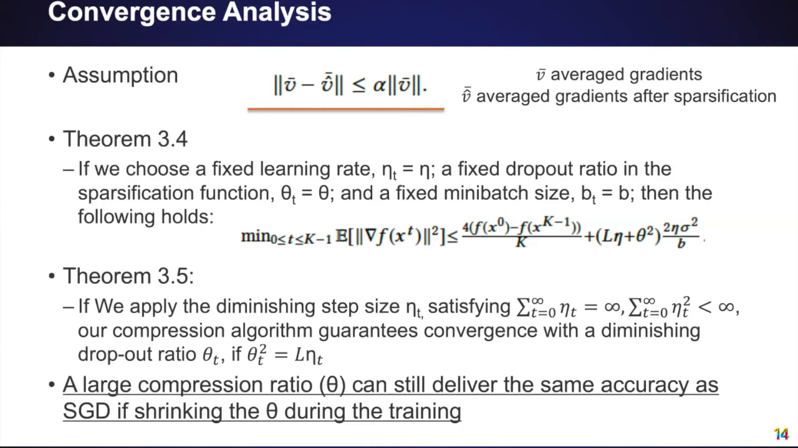Then we have these two theorems. It is noticed that compared with the regular SGD, we have an extra theta term on the right that increases the bound. Theta is the compression ratio. Therefore, to tie the bound back to the regular SGD, we need to shrink theta. Limited by time, I will not present the proofs of these two theorems. Please refer to the paper. The conclusion of these two theorems is that a large theta can still deliver the same accuracy as SGD, but we need to reduce theta during the training.